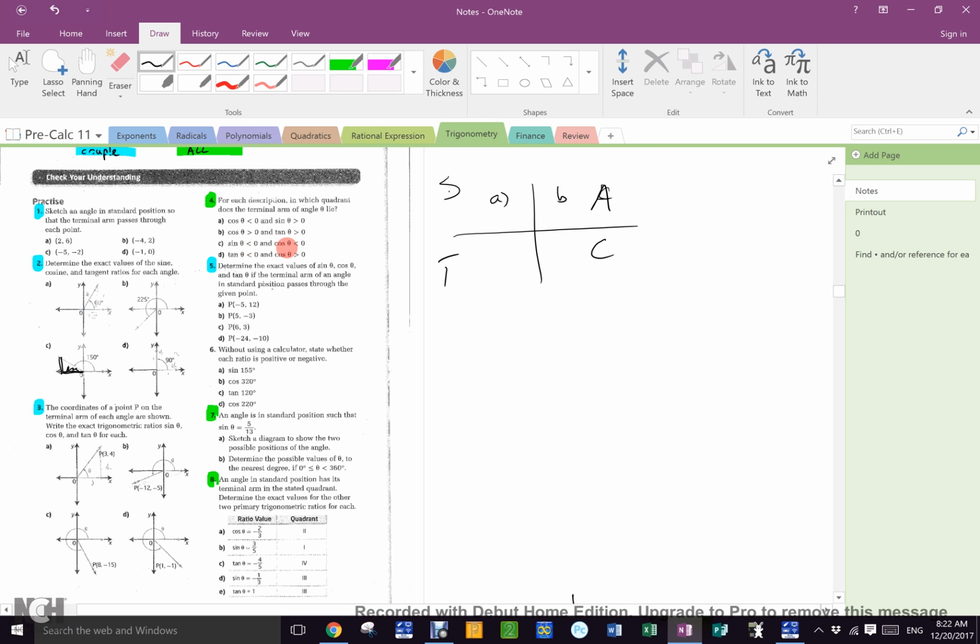Sine is negative and cos is negative. Third quadrant. There's C. And tan is negative but cos is positive. D. Everybody understand CAST, right? You all understand why it works? Okay. Because if you forget CAST, you've got to know why it works, right?